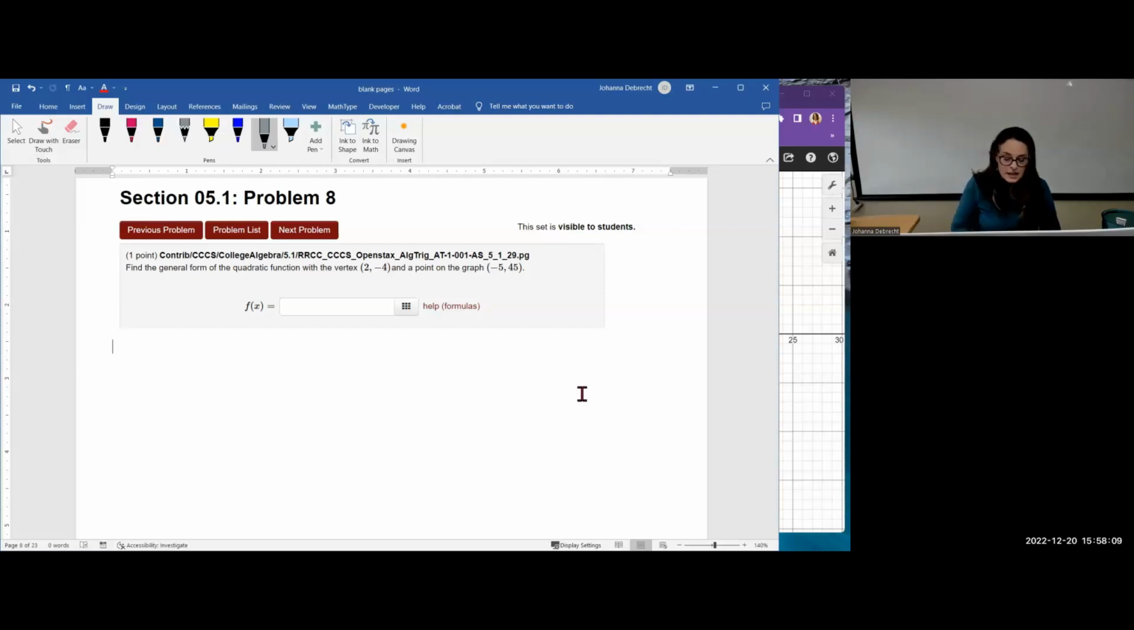So don't forget, we're going to be using the standard vertex form. So we have a times (x minus h) squared plus k. So go ahead and plug in h and k, get an equation, and then go ahead and plug in the point to find the value of a. Then turn the video back on and we'll compare our answers to each other.